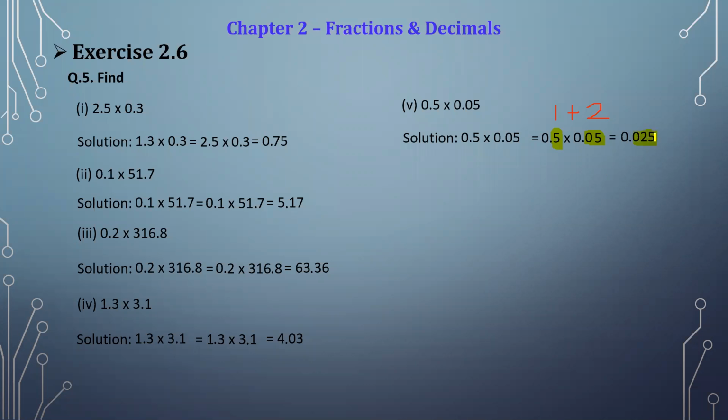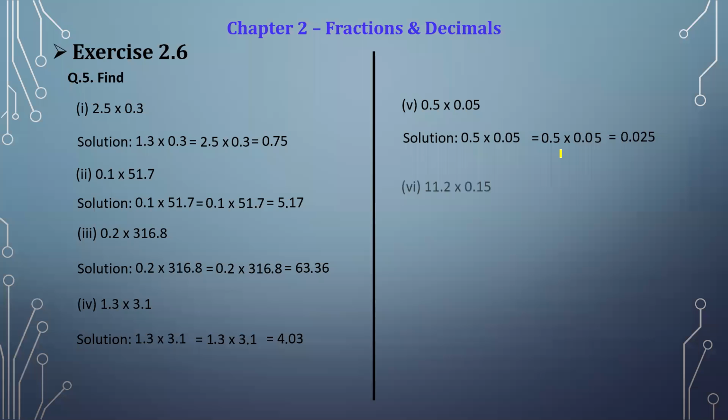0.025. Now you can count how many digits are present here. 0 is the first digit, 2 is the second digit, and 5 is the third digit. If digits are not present, then you can introduce zeros before those numbers. Here, before 25, one digit is not present, so that digit is taken as a 0, and before that 0 we have kept the decimal point. So we got 3 digits after the decimal point. Therefore the product of 0.5 and 0.05 is 0.025, which is the final product.